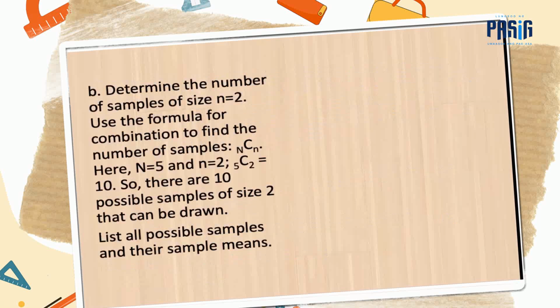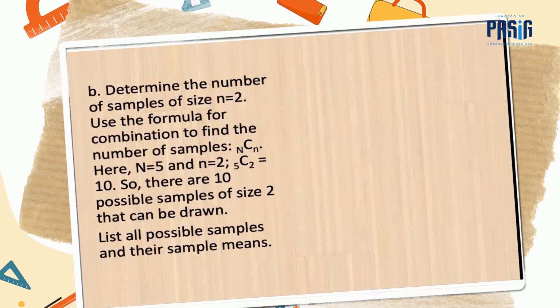Then determine the number of samples of size n equal to 2. Use the formula for combination to find the number of samples where population size is 5 and sample size is 2. So 5C2 is equal to 10. There are 10 possible samples of size 2 that can be drawn.